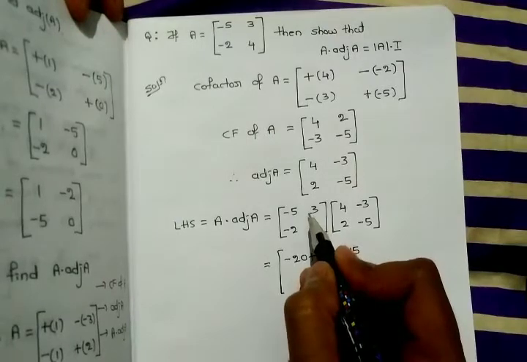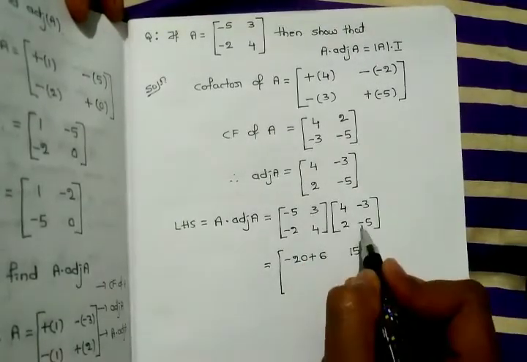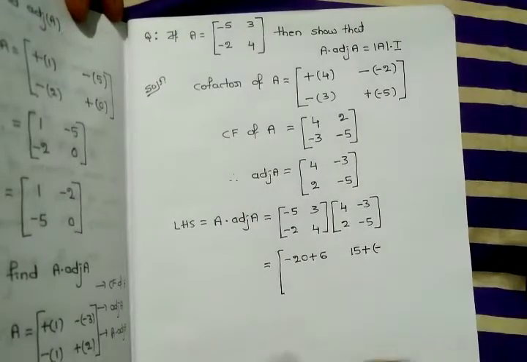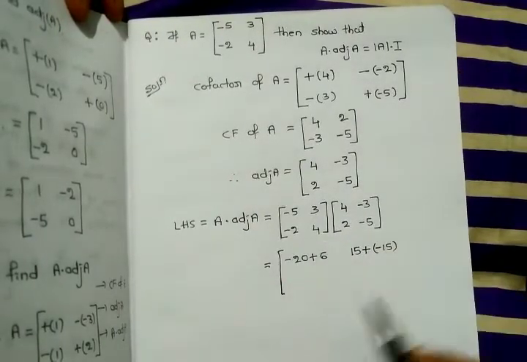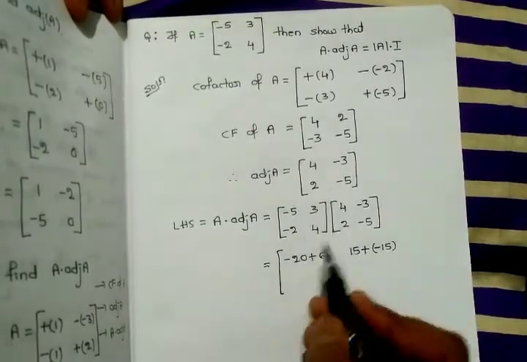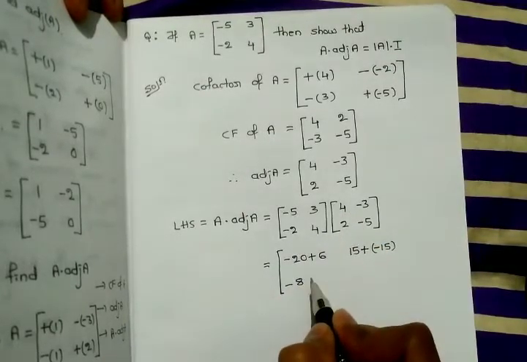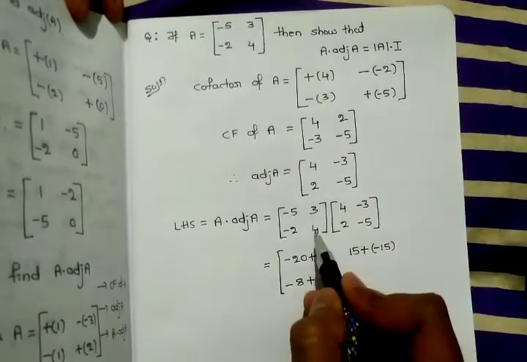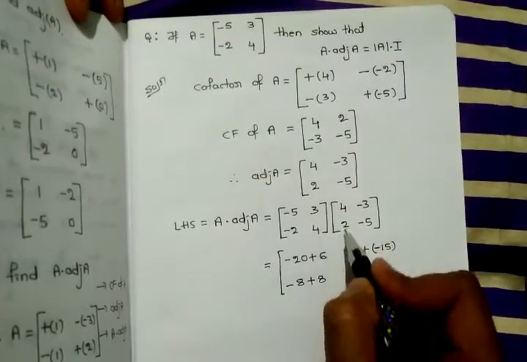15. Next, middle plus sign. Next, plus into minus is minus, note down here minus, 3 into 5 is 15. Next, second row, first column, minus into plus is minus, 2 into 4 is 8, middle plus sign, 4 into 2 is 8. First, second row, first column.